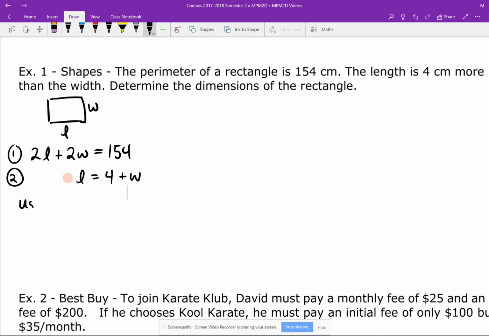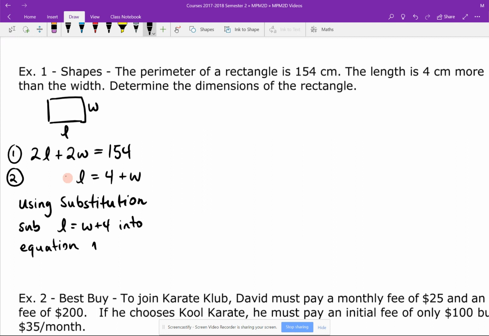So using substitution, I'm going to substitute L. So L equals, let's say, W plus 4 into equation number 1. Okay, so here's equation number 1. Let's write it up here. So 2 times my length. My length will now be replaced with width plus 4. And the rest of the equation says plus 2W equals 154. Okay, so now our equation just has W and no L's.